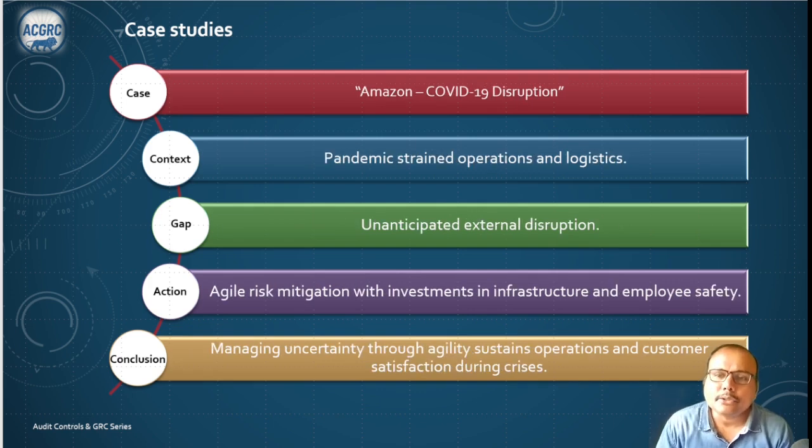The next case is related to logistics, wherein during the COVID-19 disruption, Amazon as an organization had external disruptions which strained its operation and its logistics. The action arising out of the review is agile risk mitigation, with investment in infrastructure and employee safety brought out. In conclusion, managing uncertainty through agility sustains operation and customer satisfaction during crisis.